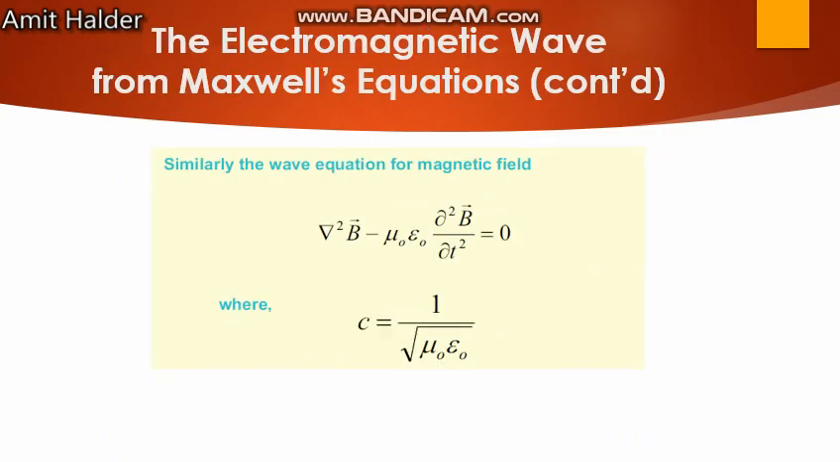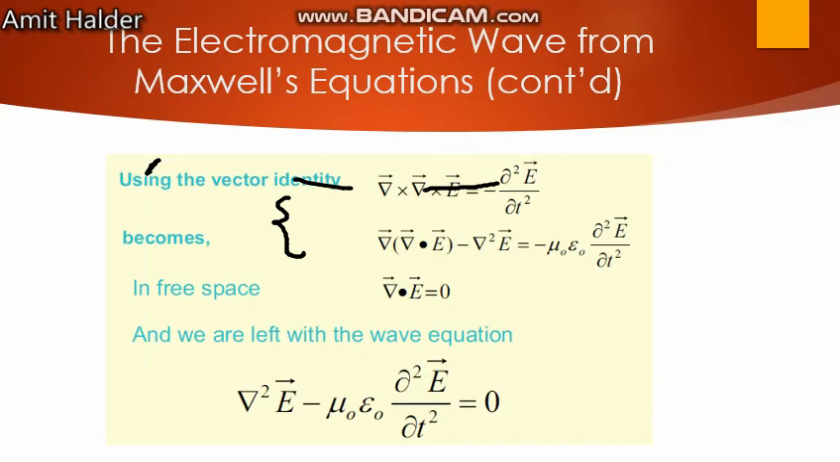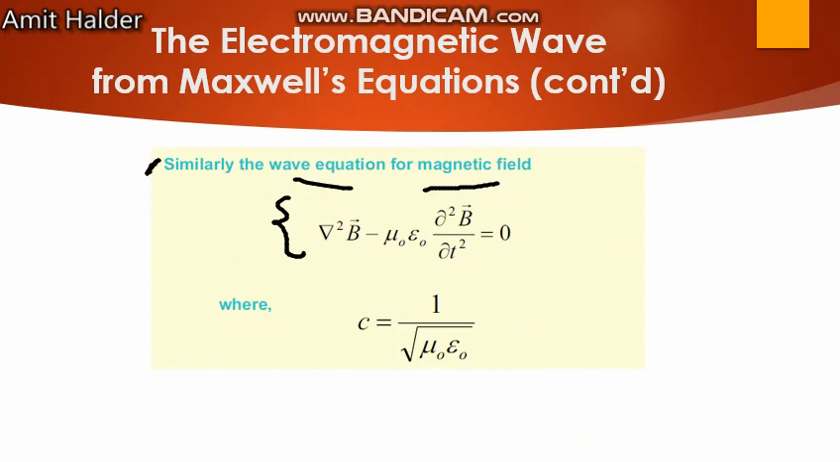Now, the electromagnetic wave from Maxwell's equations. Now we are heading towards the electromagnetic wave equation. Similarly, the wave equation for the magnetic field is that. It's pretty much similar. In the electric field equation, just put B in place of E. Now we know c, the velocity of light or the velocity of an electromagnetic wave, is equal to 1 by root over mu naught epsilon naught. That's a constant value.